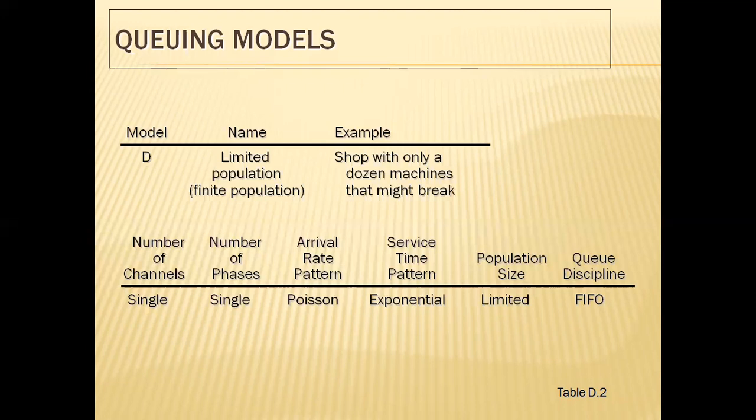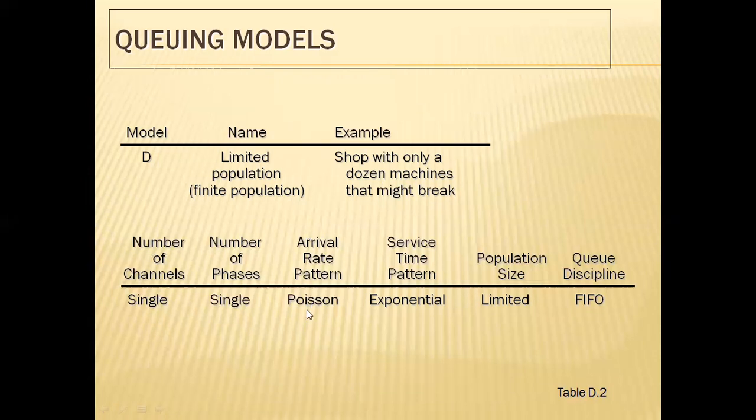Moving on to the next model, that is model number three, that is limited population, that is finite population. So we specify the population size N, whether it's 10 members or 20 members like that. For example, a shop with only a dozen machines. So here we have a single channel. We have a single phase of work. There are not any multiple tasks to be performed here because it has a limited population and only a dozen machines that are being worked, that might be in breaking conditions.